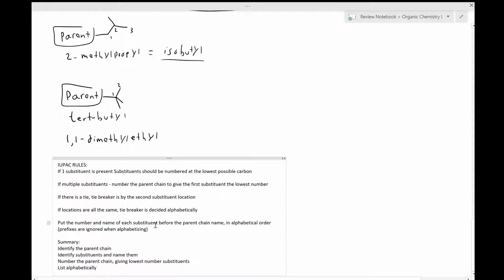Prefixes are ignored. So when we go over these problems in the next video, we're going to want to identify the parent chain, identify substituents and name them, and number the parent chain, giving the lowest number to the first substituent. The first substituent should have the lowest number, and then we'll list alphabetically.